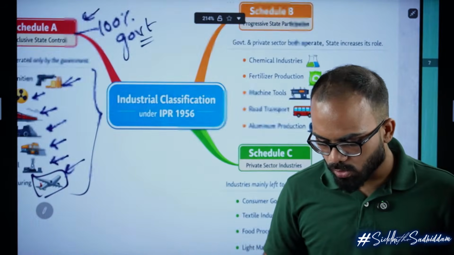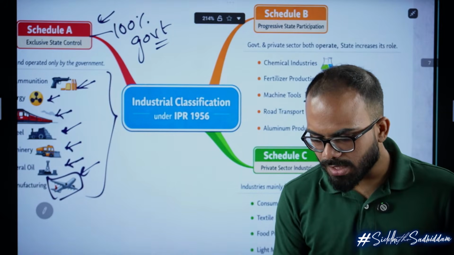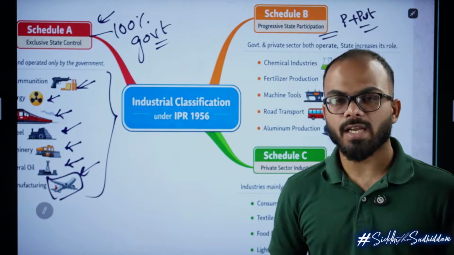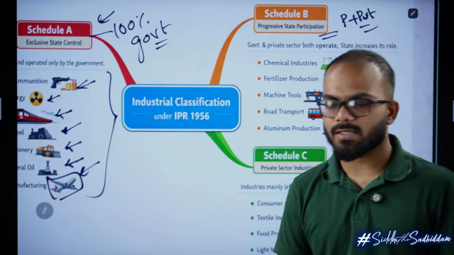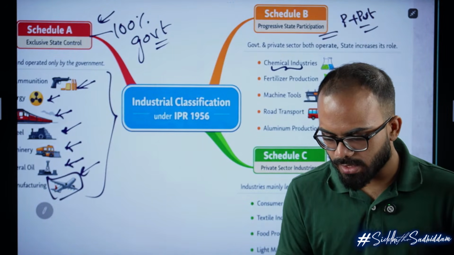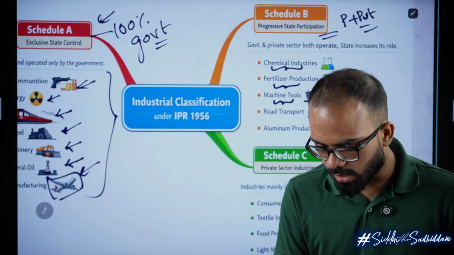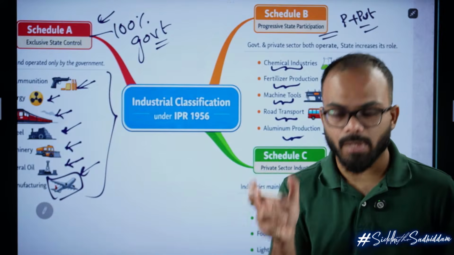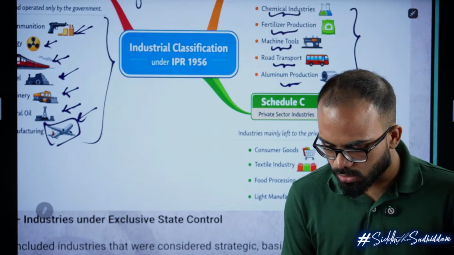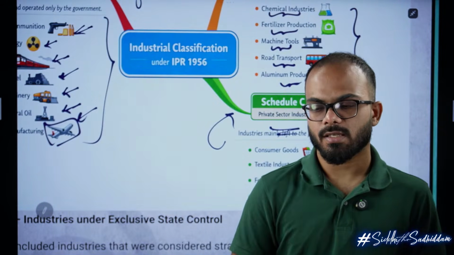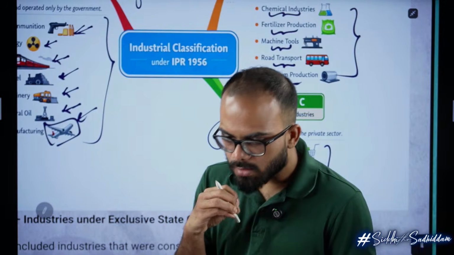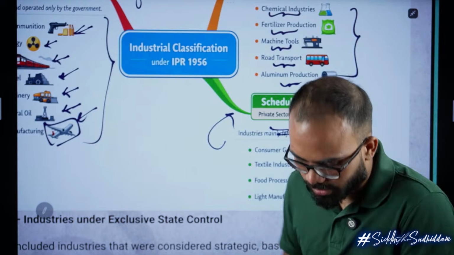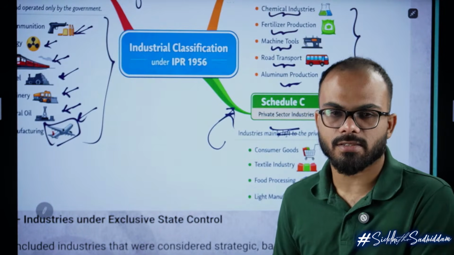And there are two more categories, B and C. B is where you have government and public together. Government will lead, the private industry would follow. The example, chemical industries, fertilizers, road transportation, aluminium production, these are the examples. This is for government and public together, and all the consumer goods were left to pure private sector. So this was one key thing, right? That was one key thing that was introduced in India as a part of industrial policy.